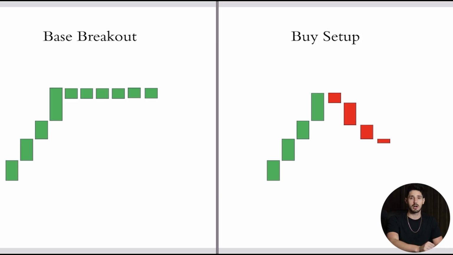But let's continue on with the presentation. These two basic setups that we're going to be reviewing are the base breakout and the buy setup, or pullback pattern. With the base breakout, we have a rally and then a consolidation at the highs. A buy setup is basically a pullback pattern where you get a rally, right? Then we get a pullback and we want to play the pullback. A lot of people refer to this as buying the dip.